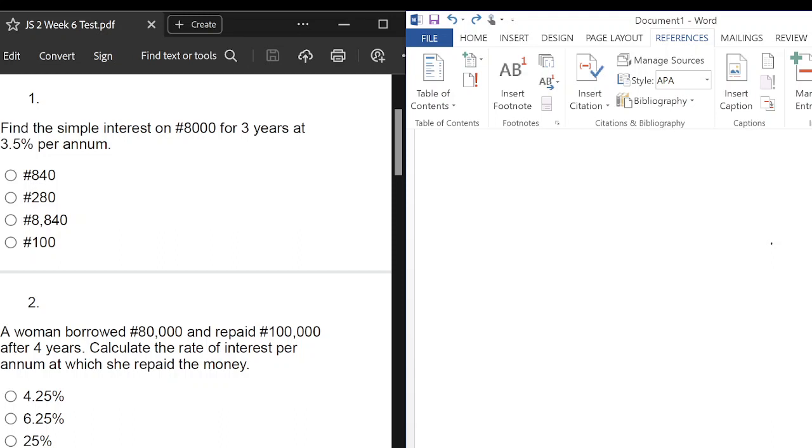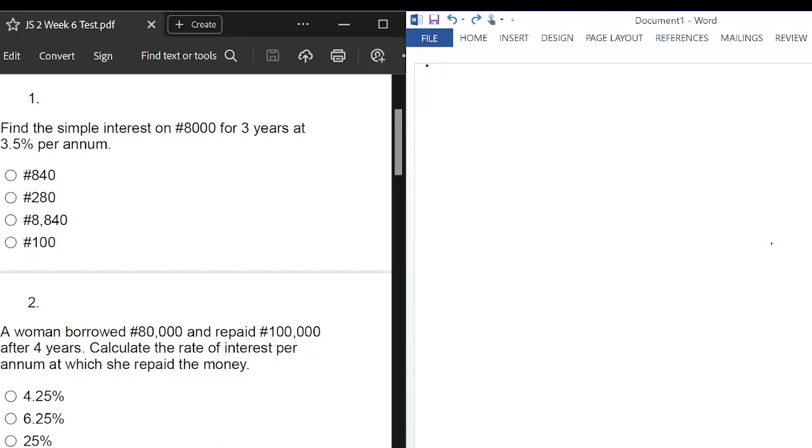So in this class, we want to solve questions on simple interest, commission, and discount buying. So let's get started. The first question we have here is: find the simple interest on 8,000 naira for 3 years at 3.5% per annum.